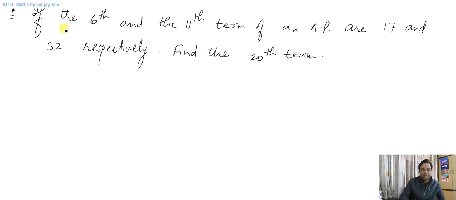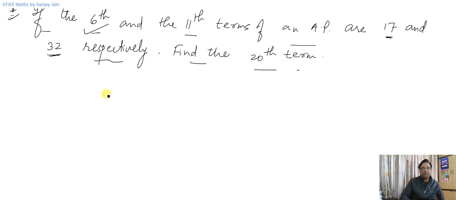So let us check whether you can apply what you have learned so far or not. Let us take this question here. If the 6th and 11th term of an AP are 17 and 32 respectively, find the 20th term.